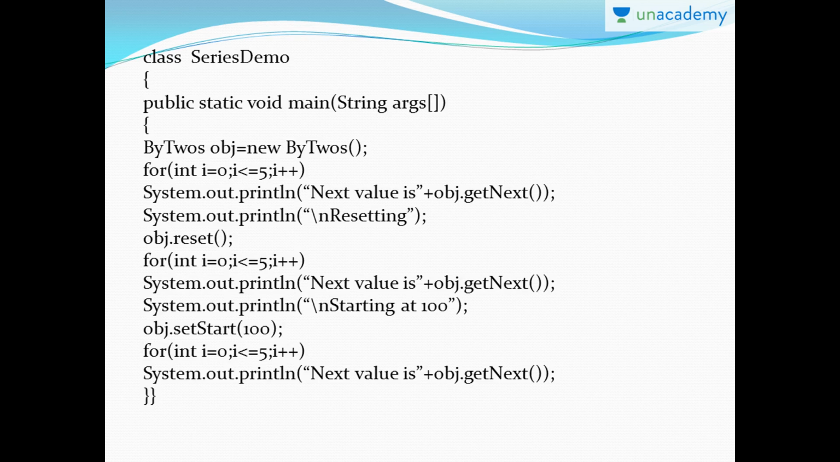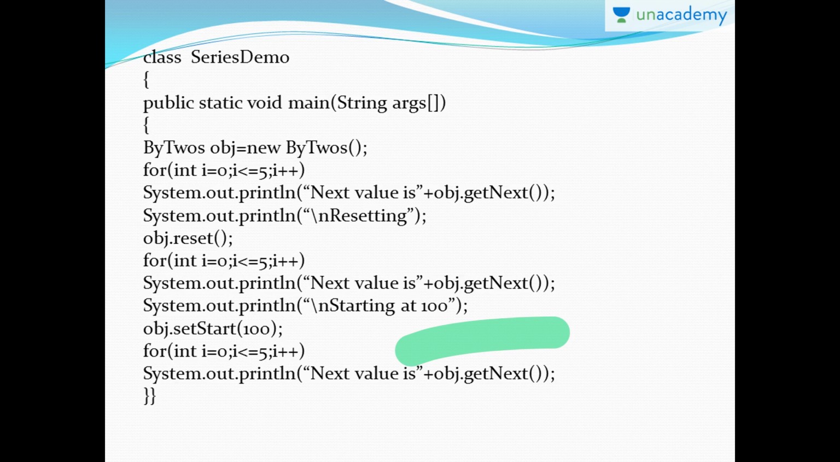So again we get the next value as obj.getNext. So this again 2, 4, 6, 8 till 5 iterations it happens, that is we get the series of 2 again, 2 times, the second time also. Then after this print statement is executed, we have starting at 100. So basically after this is happening, next we are starting a series of 100.